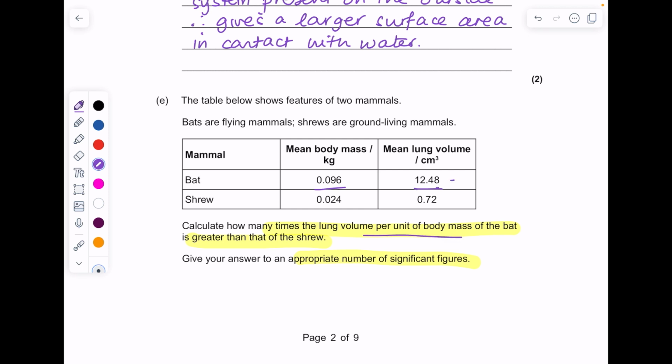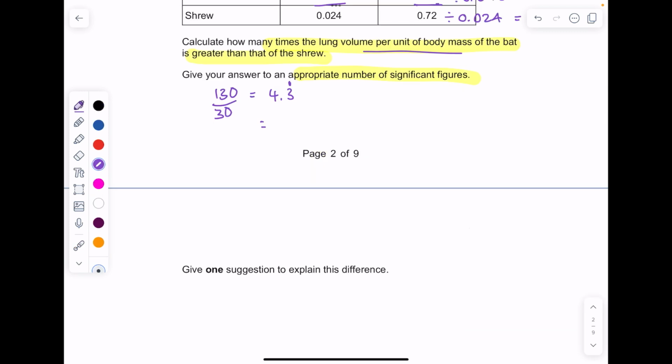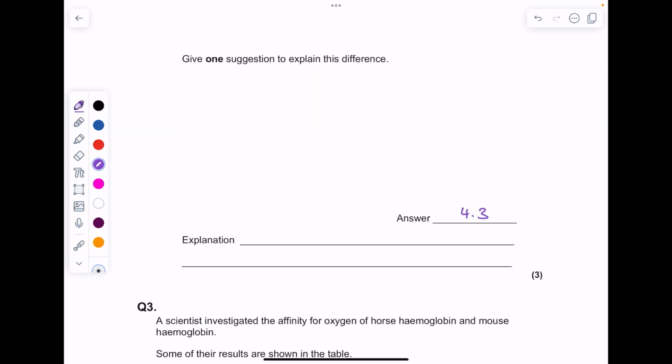So we do 12.48 divided by 0.096, and we do 0.72 divided by 0.024. And then to work out how many times greater the lung volume of the bat is compared to the shrew, we take that bat figure, divide it by the shrew figure to get 4.3 recurring. We need an appropriate number of significant figures, so look at the fewest number of significant figures provided in the data. It's 2. So that means that our final answer has to also be to 2 sig fig. Give one suggestion to explain the difference. The reason for this difference is that it provides more oxygen for respiration.